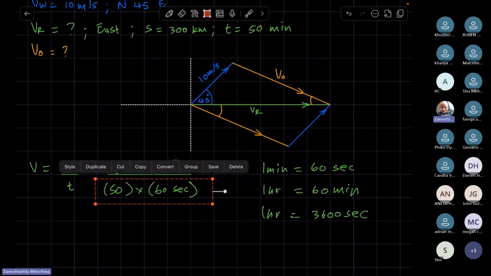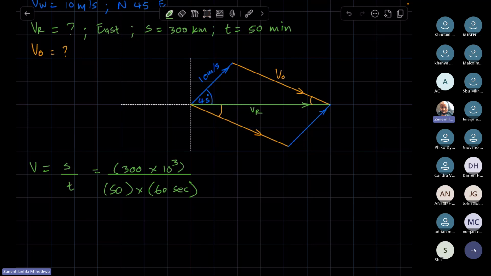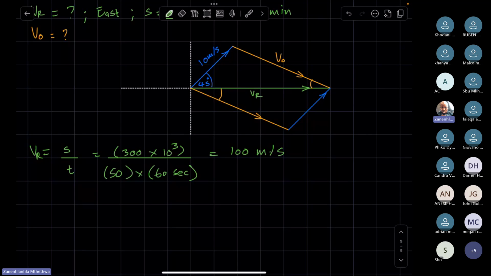And then what do you get here? What is this equal to? 100 meters per second. Right. I made a mistake, I was supposed to say VR. Anything that has to do with destination, displacement, time has to do with the resultant velocity. So essentially we have the magnitude of the resultant, which is 100 meters per second.